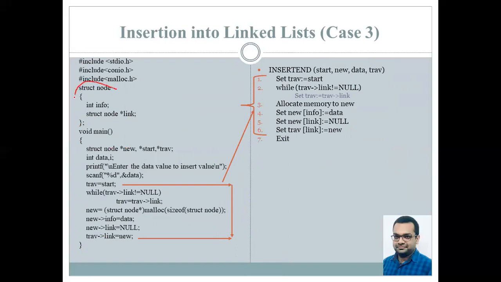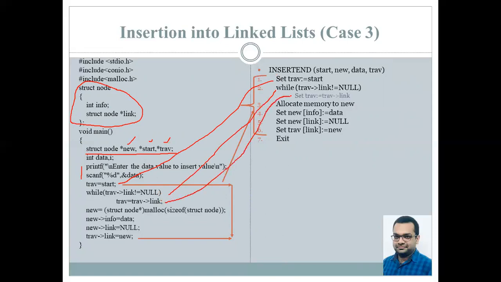This is the structure declaration. These are the declarations for the pointers of the type struct node: new, start, and traversal. Now we are prompting the user to provide the data value that needs to be inserted. And here is the first initialization: traversal is set to the value of start. Now we're going to check for the while loop. While traversal's link is not equal to null, traversal is going to get the value of traversal's link.